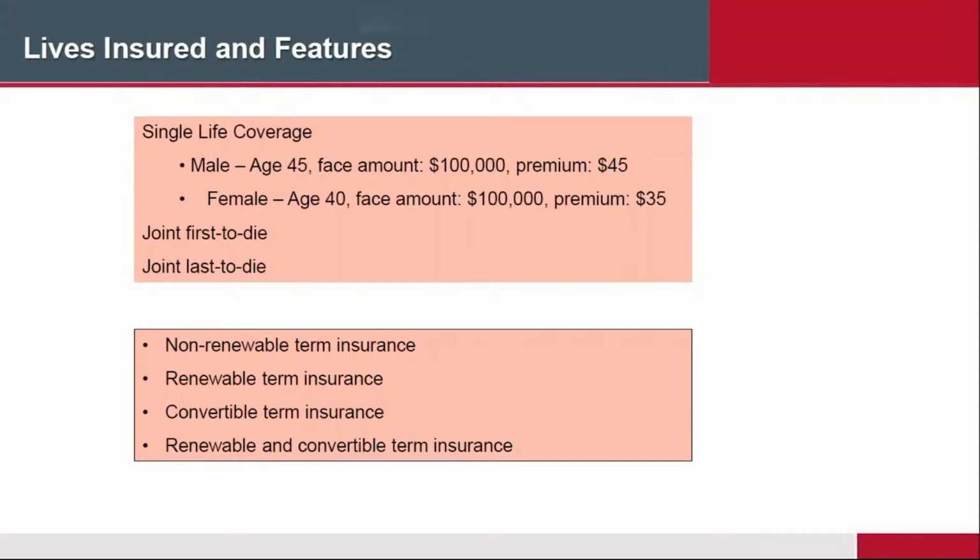Renewable term, of course, basically means that at the anniversary, whether it be a 1-year renewable, 10-year renewable, whatever, it automatically just renews without any kind of medicals or anything along that line. Both renewable and non-renewables could have what's called a convertible option. Pretty well every term policy out there has a convertibility option, so you can convert to permanent insurance.